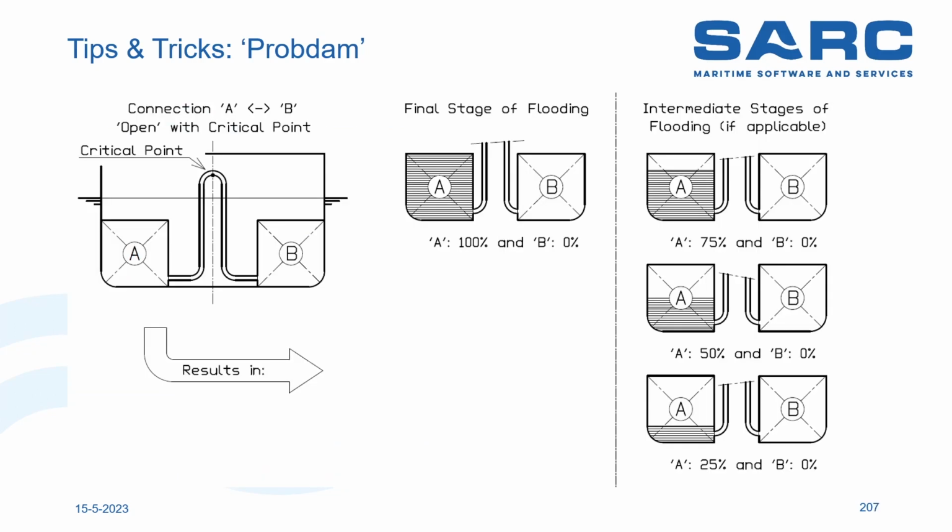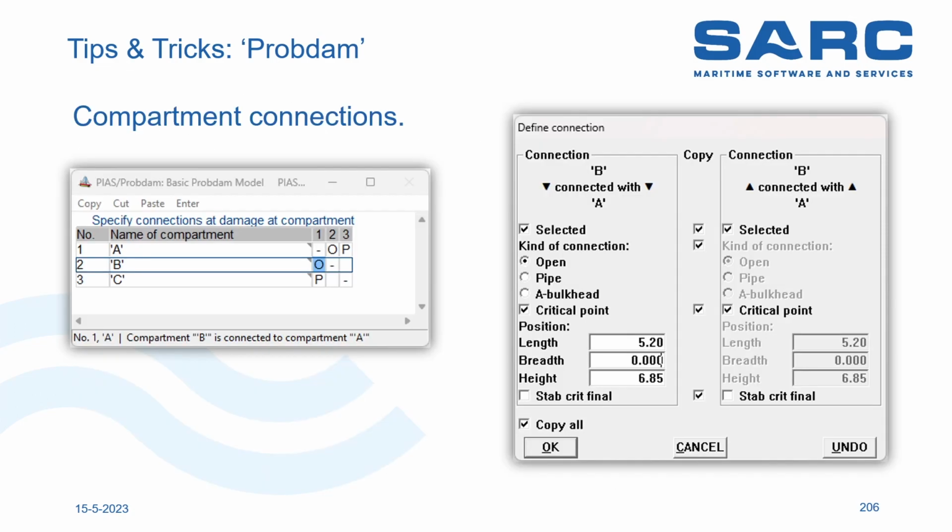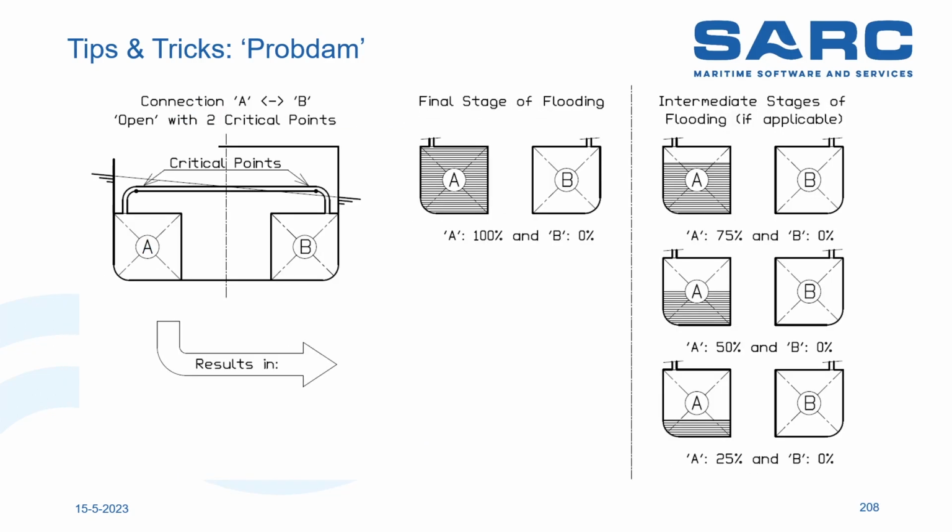Critical points, well, quite easy, I think. If we have a critical point which stays above the damaged waterline, nothing much will happen. As you might have noticed, in this case it's also possible to select different critical points. Herbert earlier told that it's only one critical point. It's not entirely true. We can make two critical points. So in this situation, the critical point from A to B will be the right critical point, from B to A will be the left critical point.